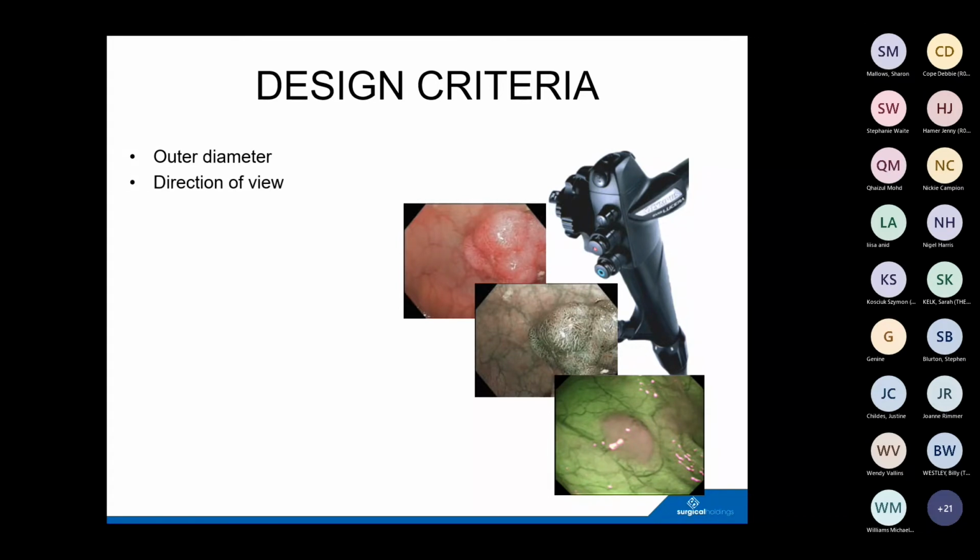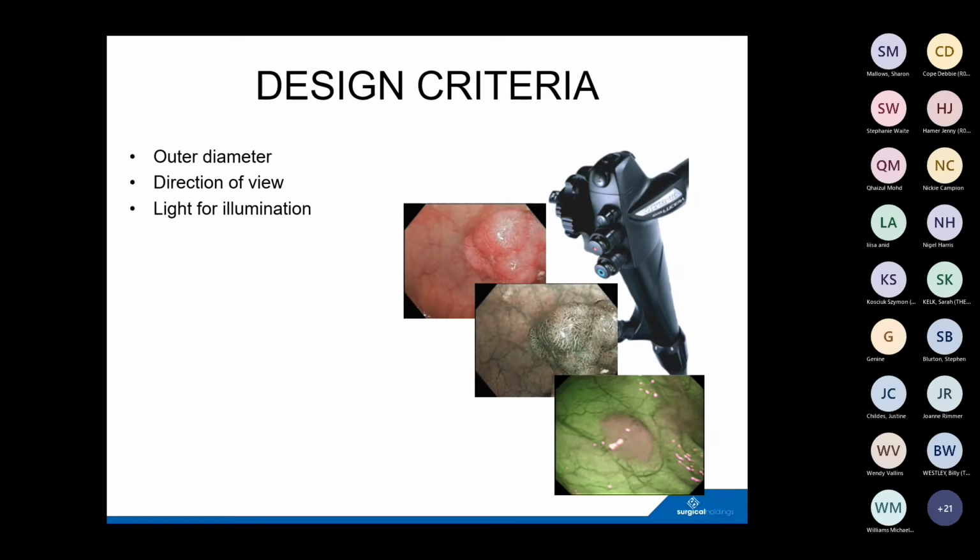Then there's the direction of view. Most flexible instruments are actually forward facing, so it's literally just a straightforward direction of view, but there are some forward oblique. So if you imagine your face in a forward straight, a forward oblique is sort of 30 degrees down, or side viewing. And we'll come back to the reason for a side view scope shortly.